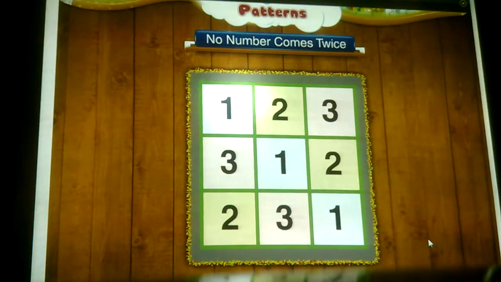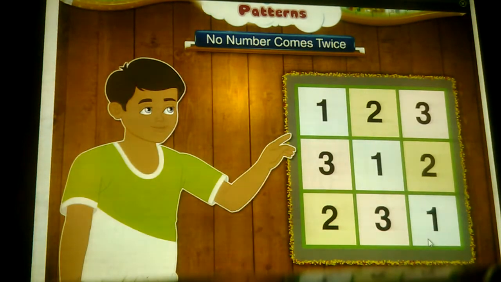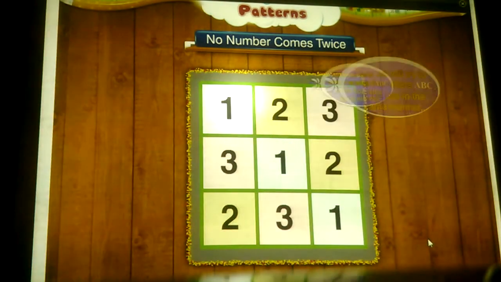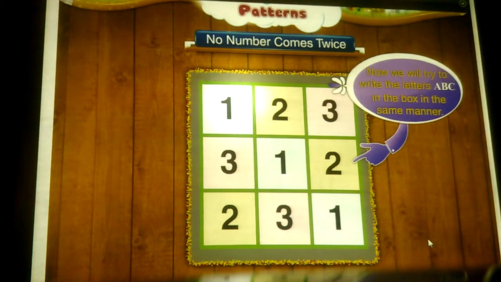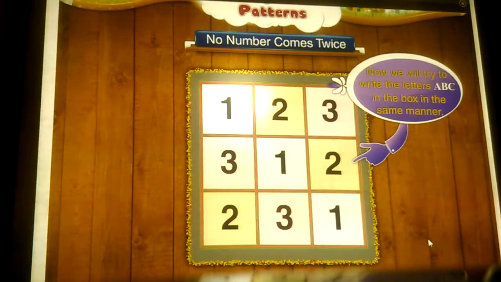No number comes twice. Look at the number box shown here. Can you see a beautiful pattern in it? Monu says, no number comes twice in a line. Now we will try to write the letters A, B, C in the box in the same manner. No letter should come twice in any line.